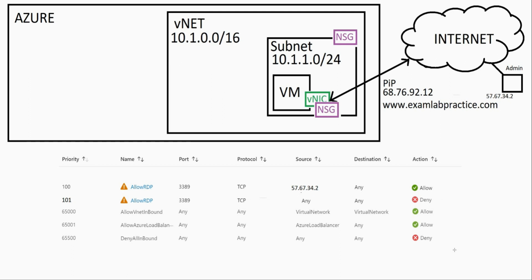All right? So let's say that you want to deny a specific range of addresses for RDP. Let's change this back. Okay, I'm going to put this back to any. So it's no longer going to be just the admin. We're going to say any. But we want to block a certain range of addresses.